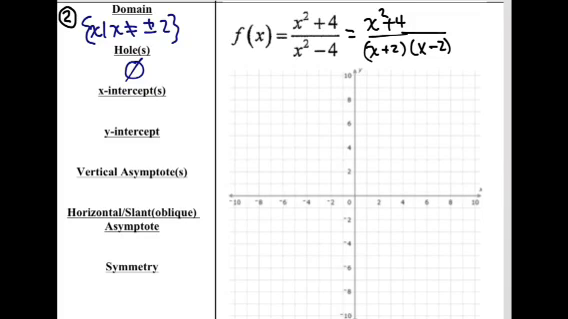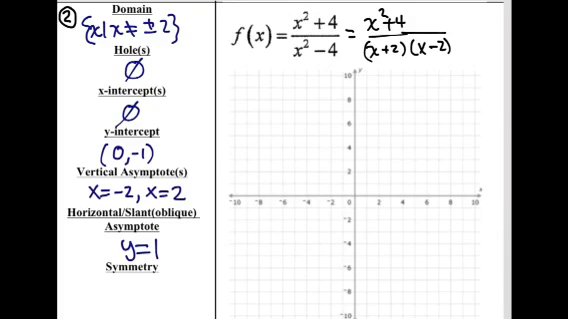X-intercept, because no real number makes the numerator 0. It has no x-intercept. For y-intercept, remember we cover up the x's in the original problem and the one that's not factored, so I would cover up these two, and so I'm left with 4 over negative 4, which is negative 1. Vertical asymptote is x equal negative 2, x equal 2. This one is powers equal, and so I'm looking for the leading coefficient, so here and here. So that would be y equals 1.